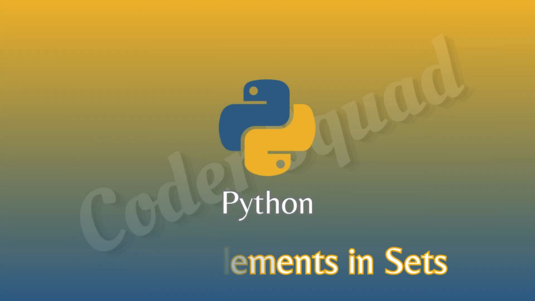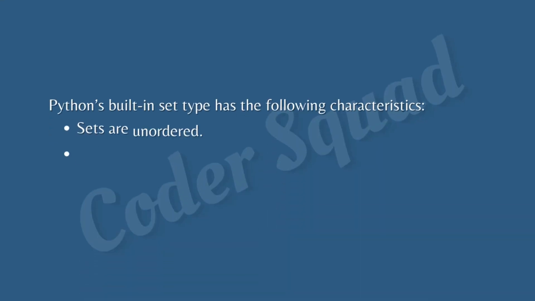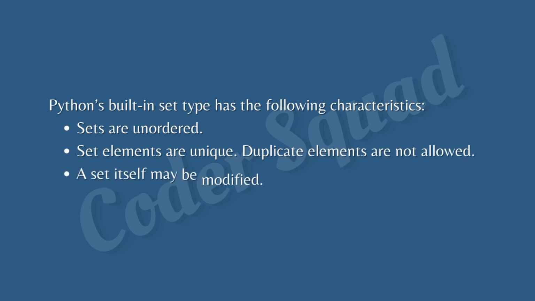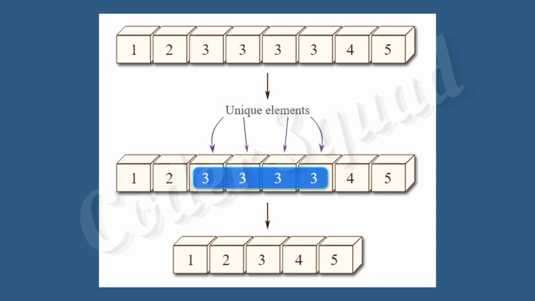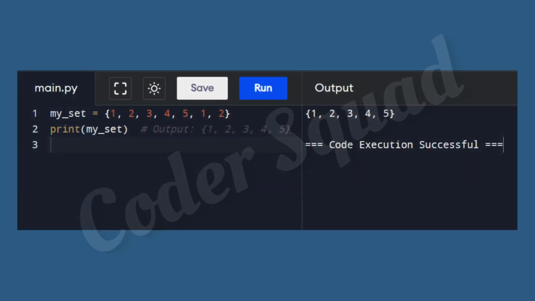One of the key features of sets is that they contain only unique elements. If you try to add a duplicate element to a set, it will be ignored. Let's see it in action. As you can see, duplicates are automatically removed, leaving us with a set of unique elements.